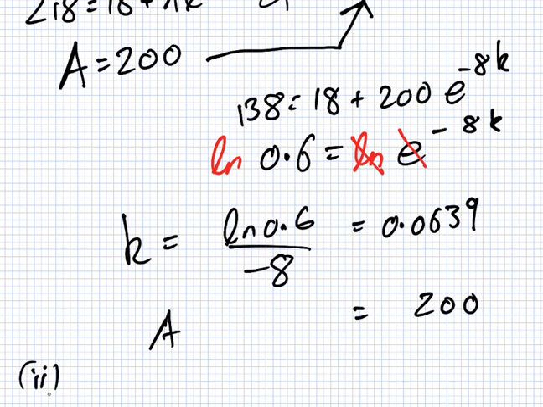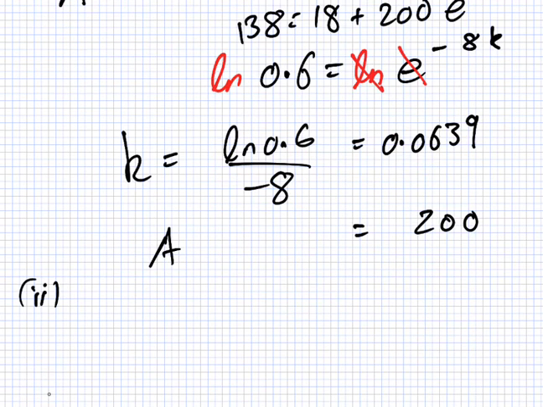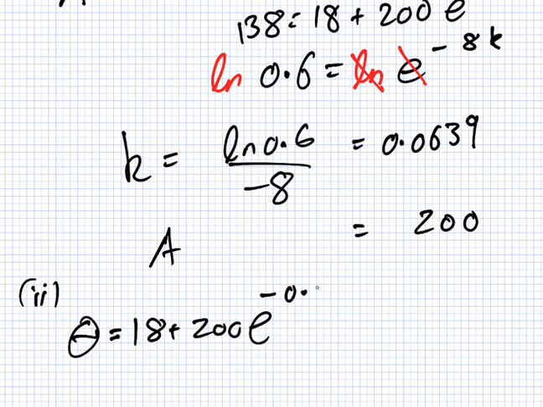And then the last part here, B part 2, is find the temperature when 12 minutes have passed. So the temperature is 18 plus 200 e to the minus kt, where t is 12. Okay, so we just type that in. And we get 111 as the found temperature. Yeah?